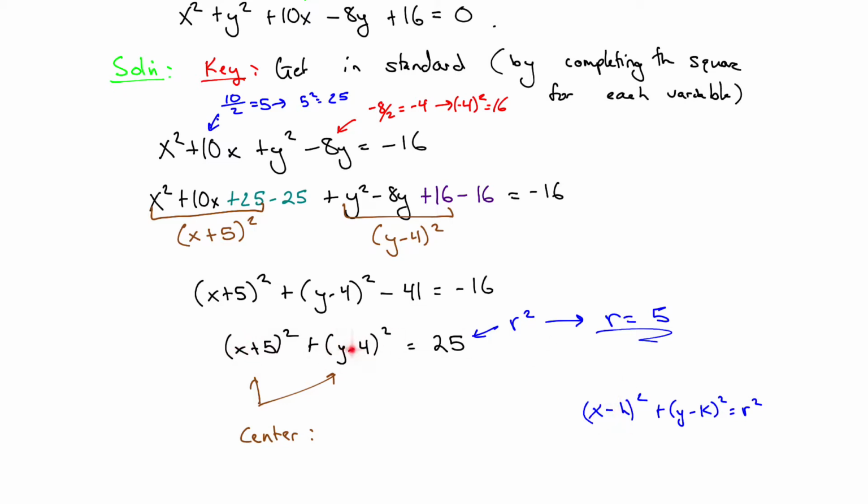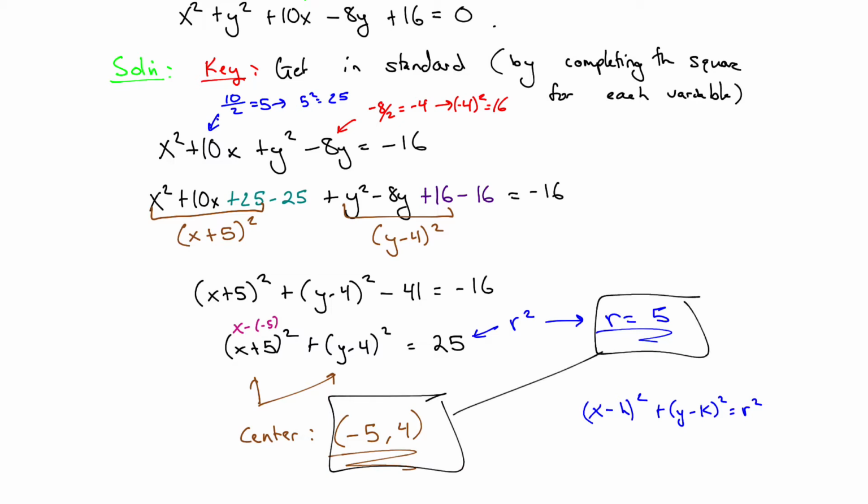So this right here is not in the proper format. It's in the form of y minus a number, and this is in the form x plus a number. But we can easily bypass that. The way we do that is we just write this as x minus negative 5. So our center is at negative 5 comma 4. So that is our answer. The center is at negative 5 comma 4, and our radius is 5.